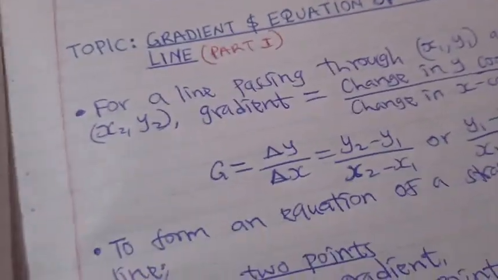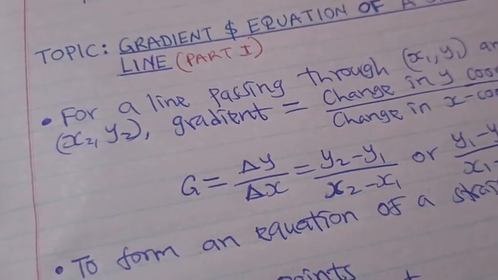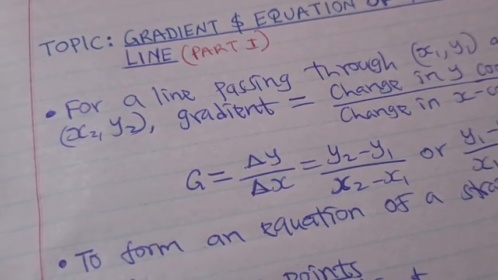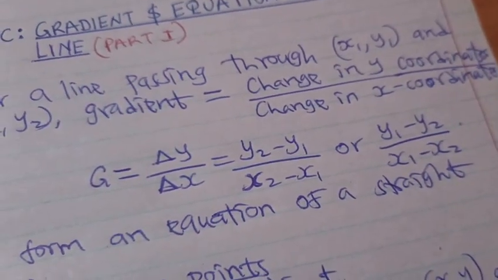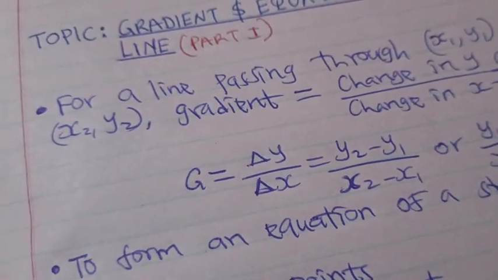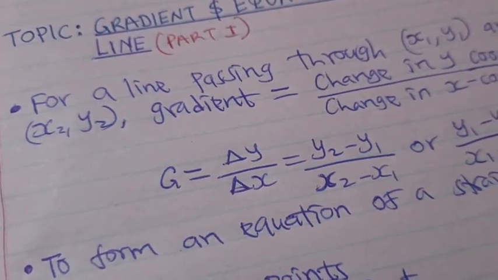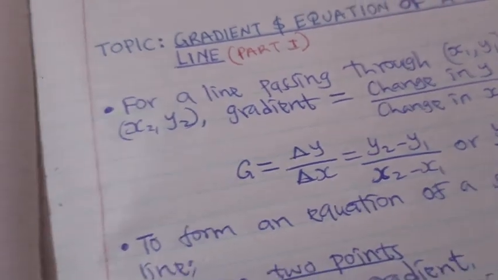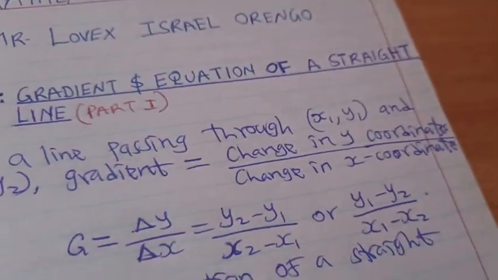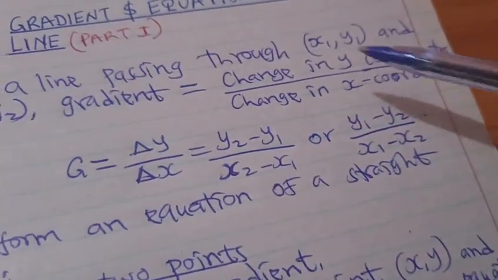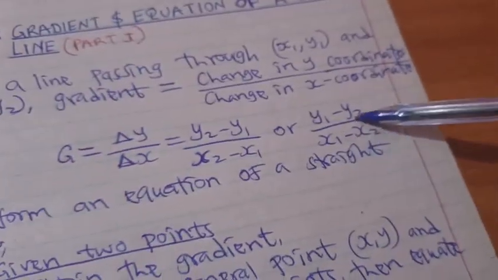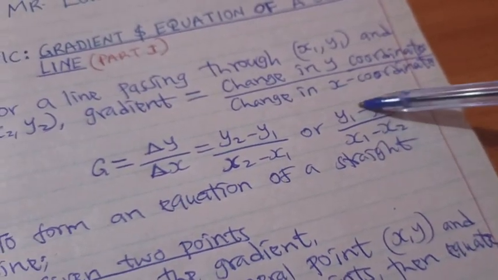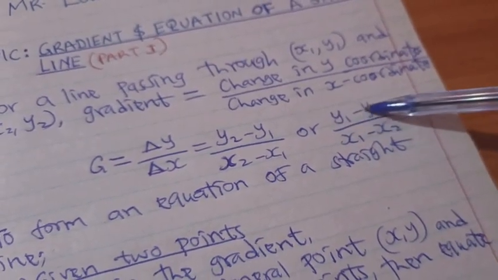Part 1. For a line passing through 2 points x1, y1 and x2, y2, the gradient is given as change in y coordinates over change in x coordinates, that is y2 minus y1 over x2 minus x1. I've considered the second coordinate minus the first coordinate. The gradient can also be obtained if we subtract the first coordinate minus the second coordinate, that is y1 minus y2 over x1 minus x2. Consistency is key so that the answer is the same.